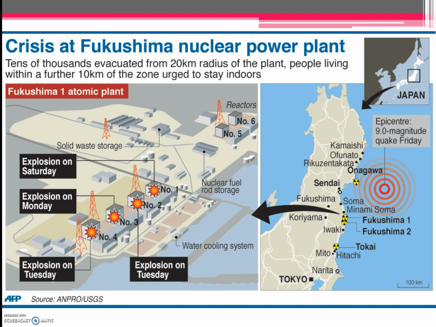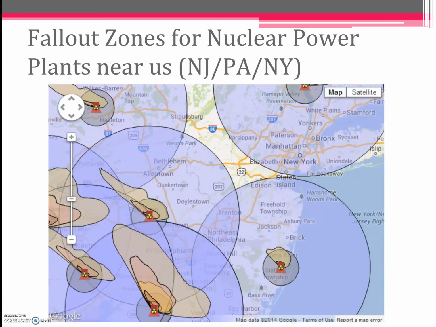Tens of thousands were evacuated from that. There was the earthquake on Friday, and if you can sort of watch these power plants, they went down the line and exploded on Saturday, then exploded on Monday, and then 2 of them exploded on Tuesday after that quake. So we try not to build nuclear power plants where there's potential for natural disasters, but it can happen.